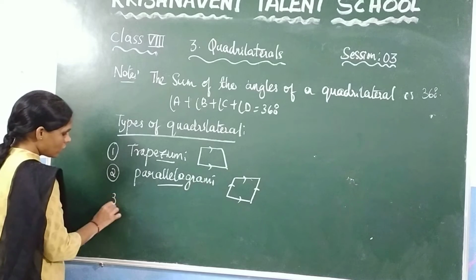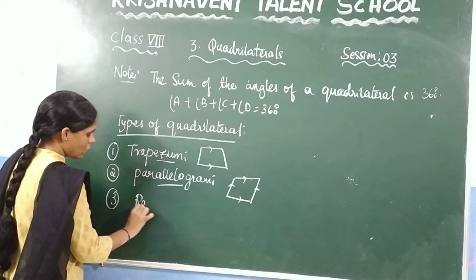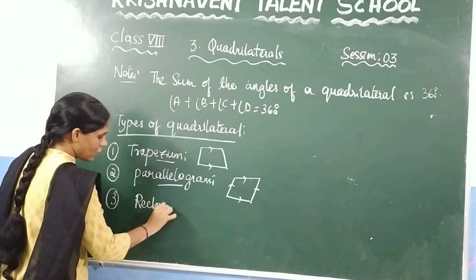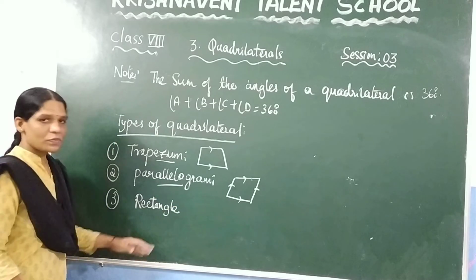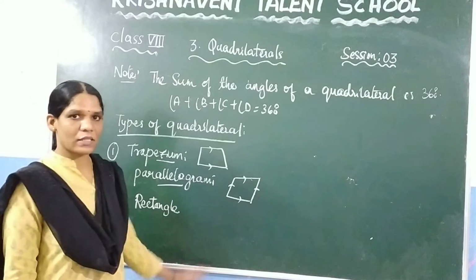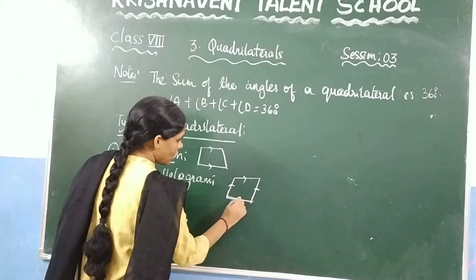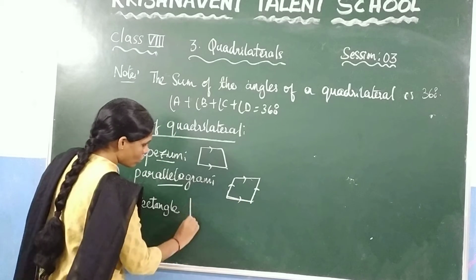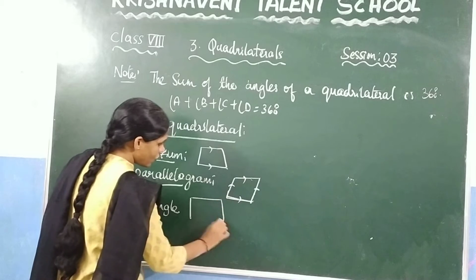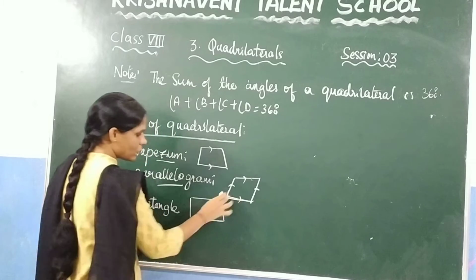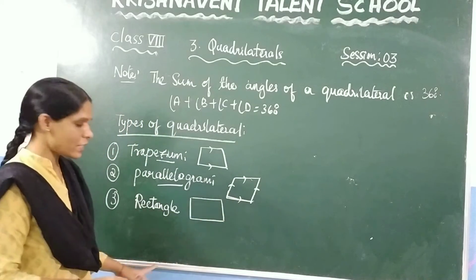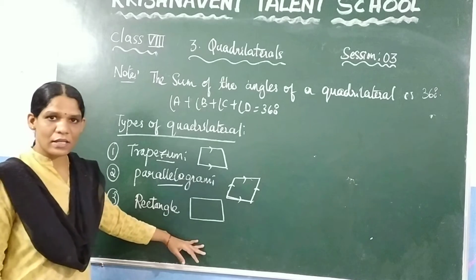The next one is the rectangle. How will you get the rectangle? If in a parallelogram one of the angles is 90 degrees, then we will get the rectangle. So here, if you take this parallelogram, and one of the angles is 90 degrees, how will it look? You will get it like this. This will become like this if one of the angles is 90 degrees. So clearly it is a rectangle.